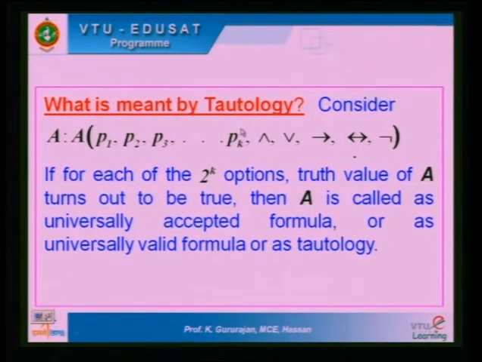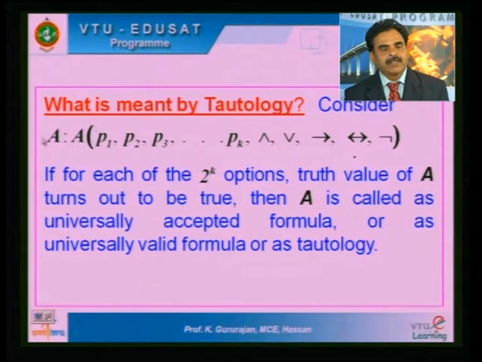Okay. Now, continue your basic terminologies. What is meant by a tautology or a universally acceptable formula or universally valid formula? To begin with, consider a statement formula A obtained by using K variables, by using K simple propositions and some of the connectives. Now, if we construct the truth table of A, I know that there will be 2 power k rows. Now, for each of the possible truth value assignments to the k variables, suppose the truth value of A turns out to be always true. Then it is called a tautology or universally valid formula or universally acceptable formula. Understood? What is a tautology? It is a statement which is true under all conditions, always true under all possible conditions, and is called a tautology. Clear? Or should I explain again?